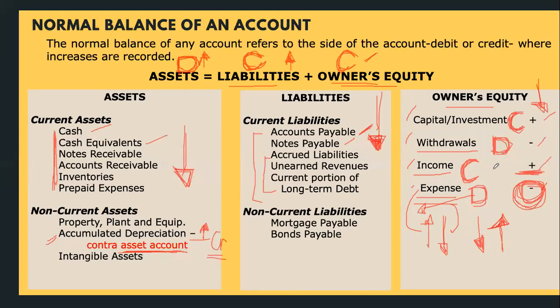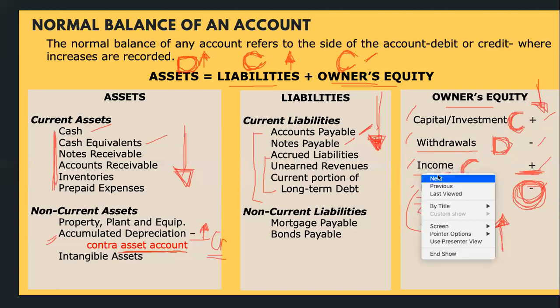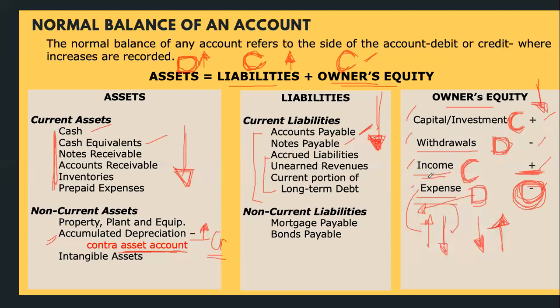Income has a normal balance of credit. If you credit an income account, it will increase the balance of the income account, and at the same time, it will increase the balance of your owner's equity account. Last is the expense account. The normal balance is debit. Every time you debit an expense account, it will increase the expense balance, but it will decrease the owner's equity balance. And every time you credit an expense account, it will decrease the expense balance, but it will increase your owner's equity balance. So that is the normal balance of an account.